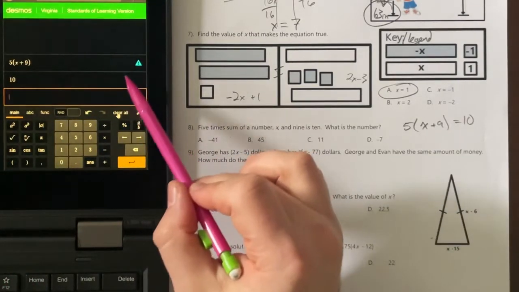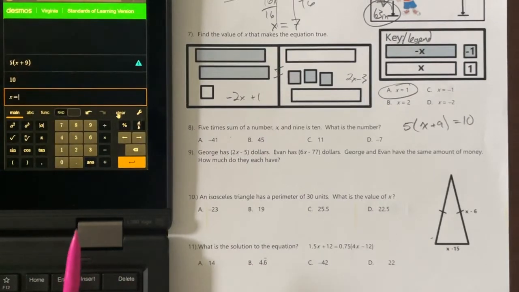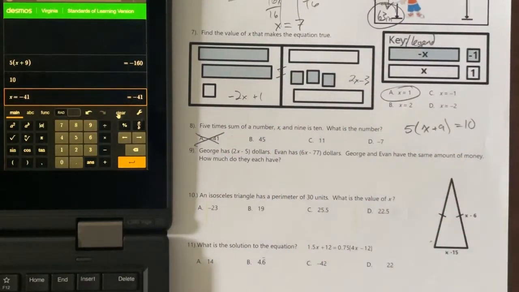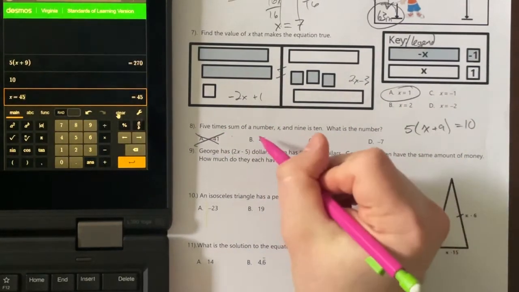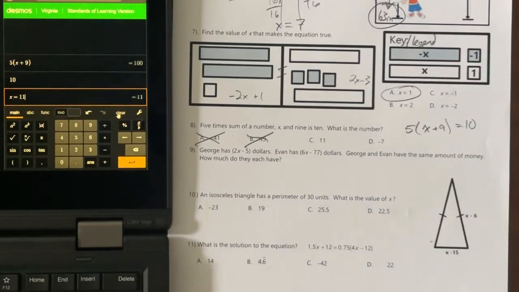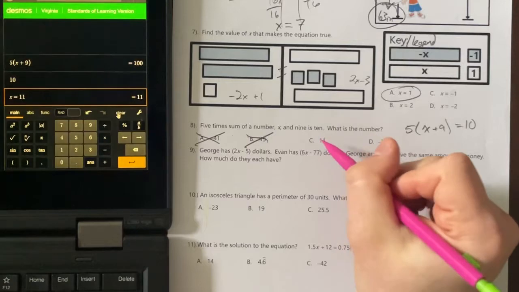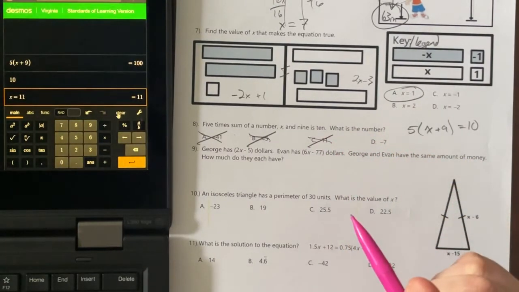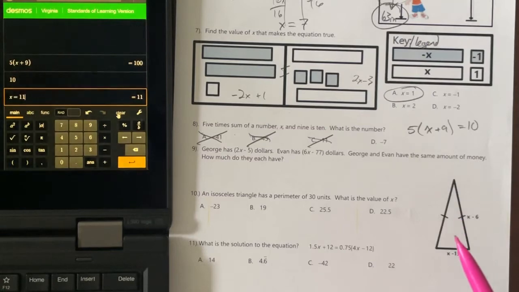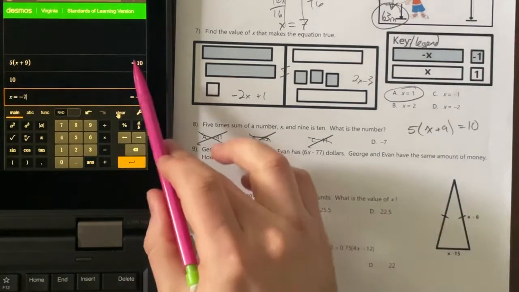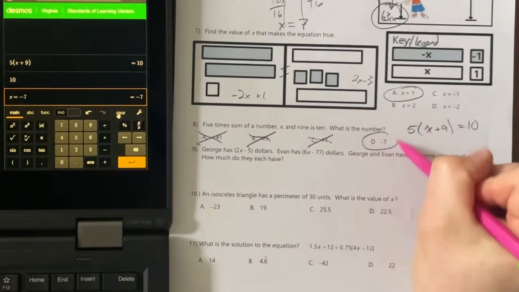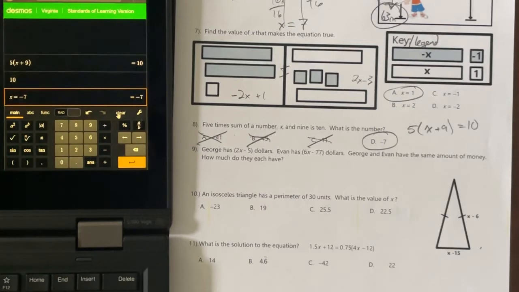We're just saying, okay, do these two equal each other when x equals negative 41? Those are not the same, so this is not true. What about 45? Those are not the same, so they're not true. How about 11? Those are close, but not the same. And lastly, what about negative 7? Since both the left and right side are equal to 10, we know that our value for x is negative 7.